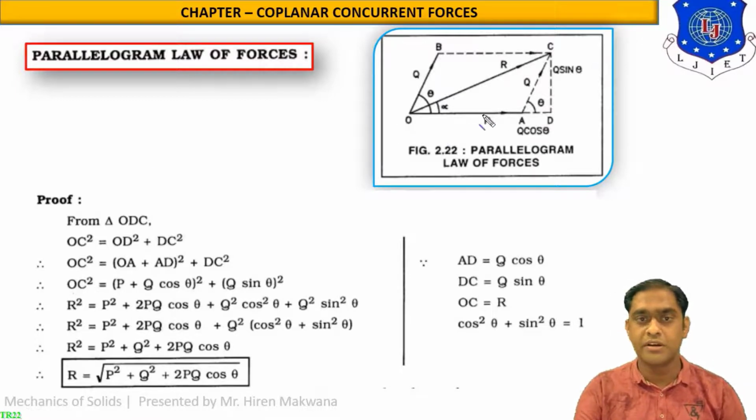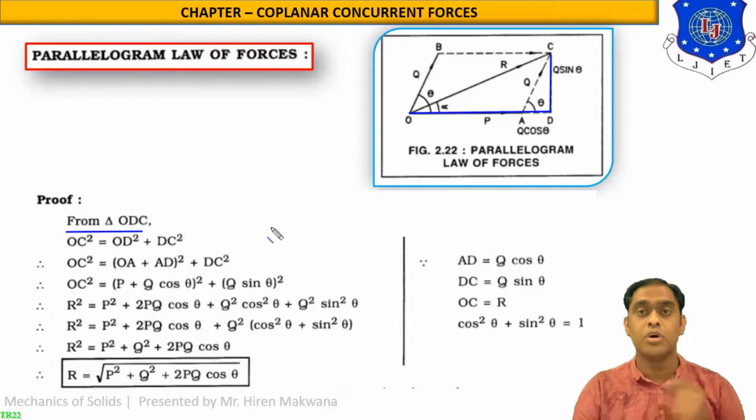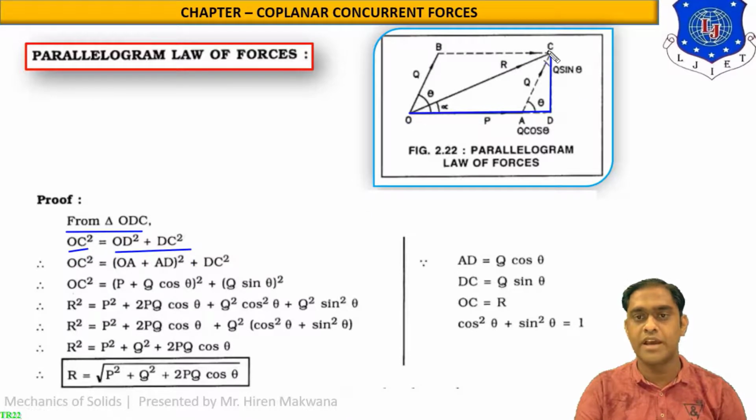In the same figure, you just take triangle ODC. Remember this triangle O, D and C. It is a right angle triangle, you can see from the figure. So in the right angle triangle, you can apply Pythagoras theorem. So what is Pythagoras theorem? Square of hypotenuse, means OC square, is equal to OD square plus DC square. You can see OC square is equal to OD square plus DC square.